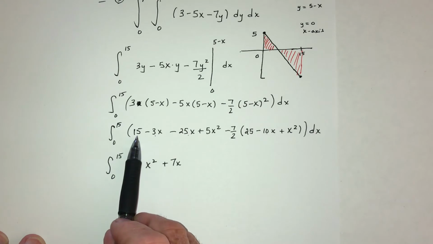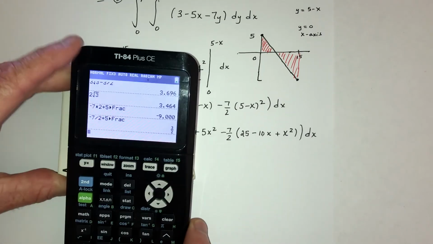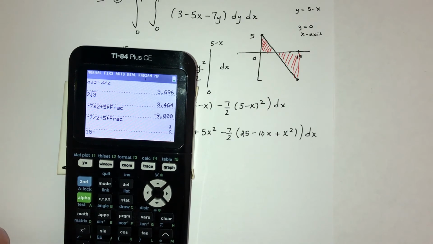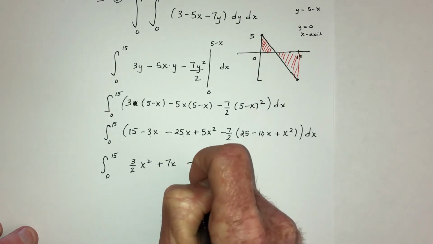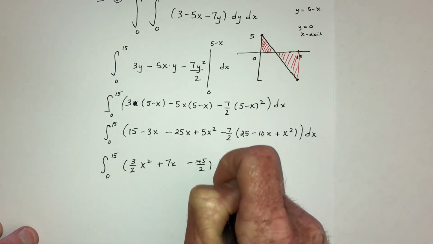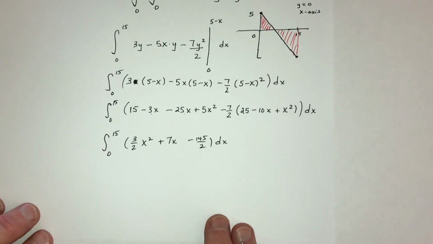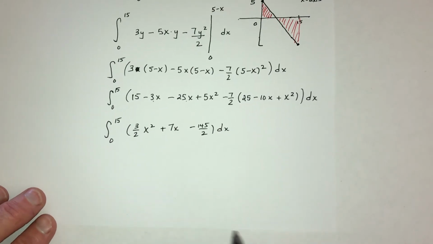And then for the constant, there would be a 15 and then minus 15 minus 7 halves times 25. Negative 145 over 2. All right, now that we've done the hard part, the algebra, now we can do the easy part, the calculus.